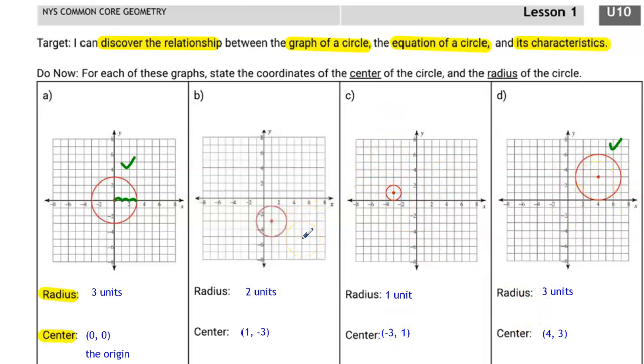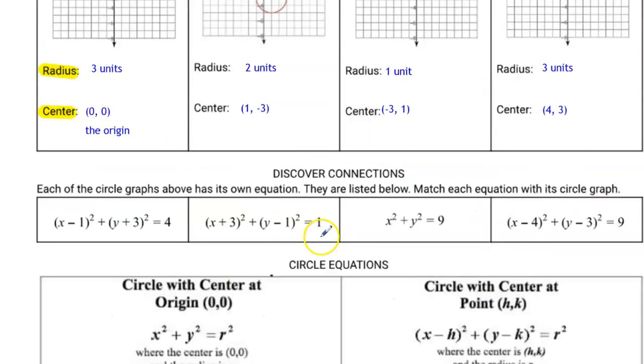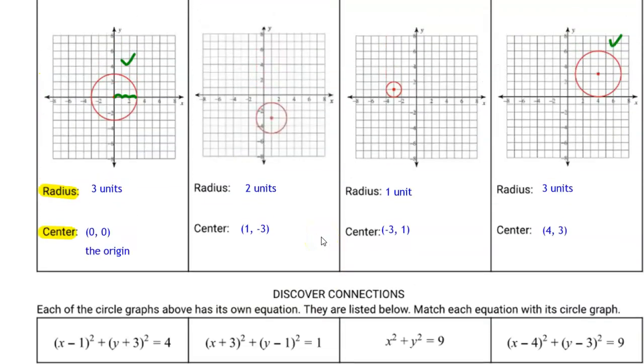Okay, great. So now, once we're able to determine the characteristics, as we said in the learning target, once we can find the characteristics of a circle, we can take those characteristics and describe the circle to anyone else with them. And we can also encode them into an equation. All right. Speaking of the equation, before I reveal too much to you, each of the circle graphs above has its own equation. You can see these 4 equations, and these 4 equations correspond to these 4 circles.